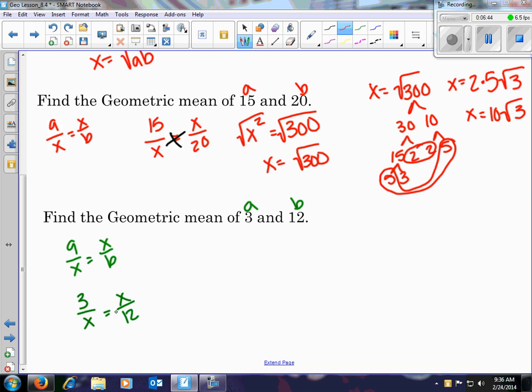I'm going to cross multiply. So I have 3 times 12 and x times x. So 3 times 12 is 36, which is equal to x squared. Now I'm going to square root both sides. The square root of 36 is 6, and the square root of x squared is x. So you're left with x is equal to 6.